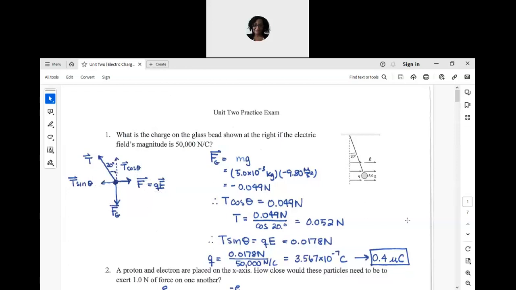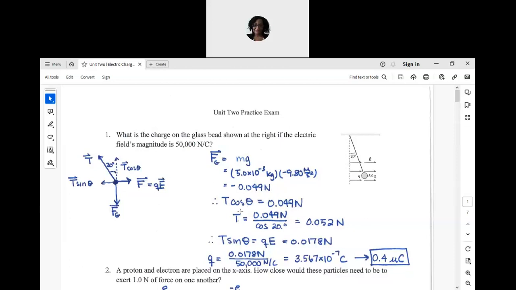That is just mass times free fall acceleration. I retained a negative sign here just because of the coordinate system choice that I made, but it is the magnitude that you'll use to determine what T is. So the gravitational force is negative 0.049 newtons. That means that T cosine theta is exactly the same magnitude, but positive. Now the tension in the string can be found, 0.052 newtons.